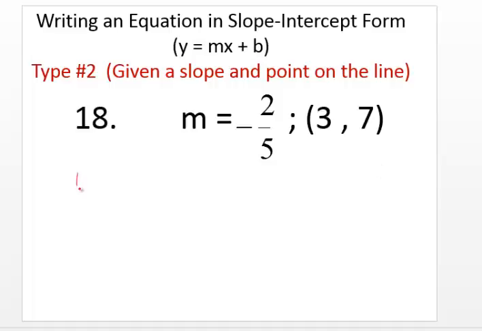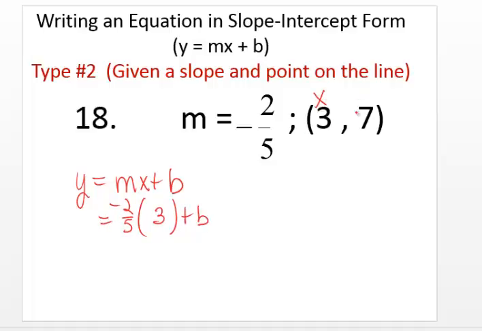One with a fraction, so I've got y equals mx plus b. Plug in my m value is negative 2/5. My x value is 3. And my y value is 7. So I end up getting negative 2/5 times 3 over 1. These do not cross reduce, so I have to multiply it straight across, which gives me negative 6/5. You can also call this negative 1 and 1/5.